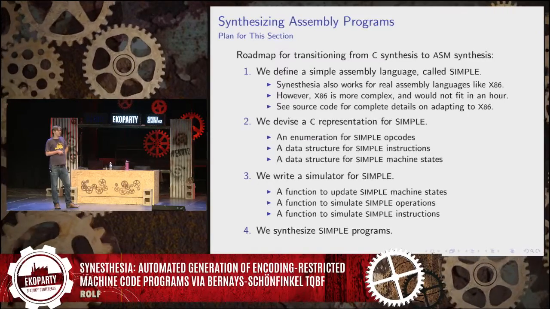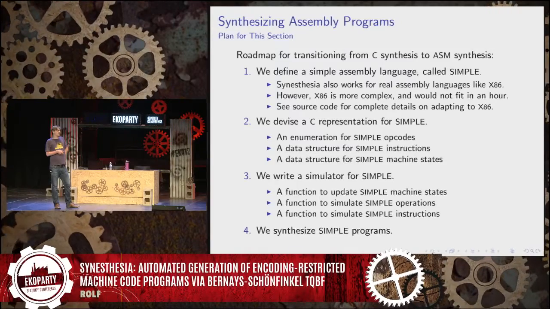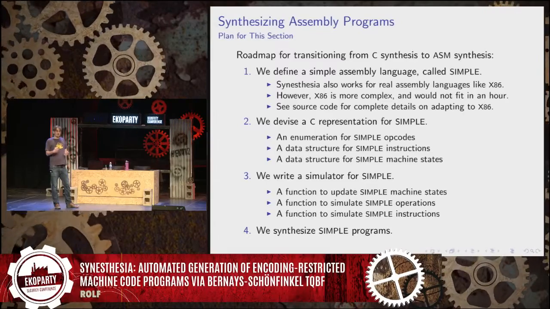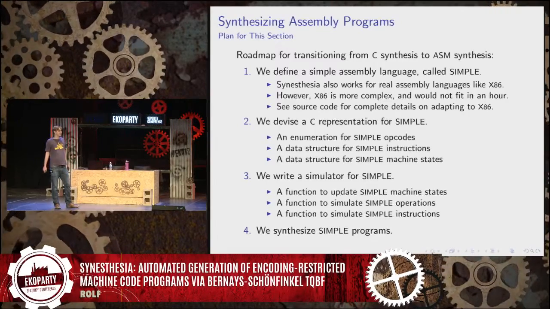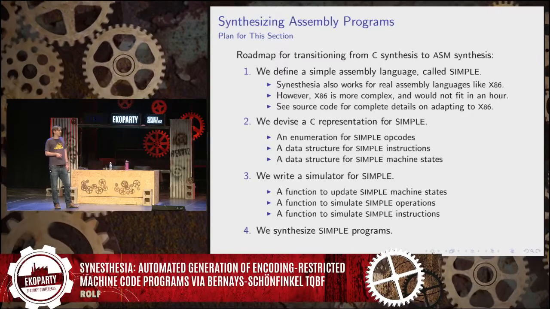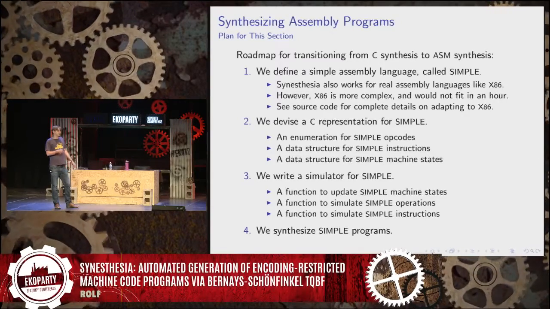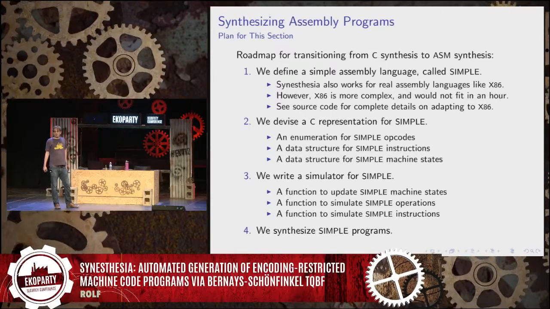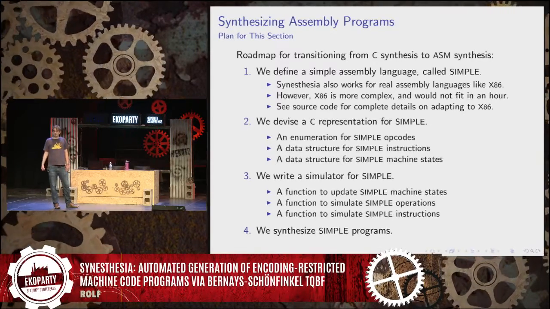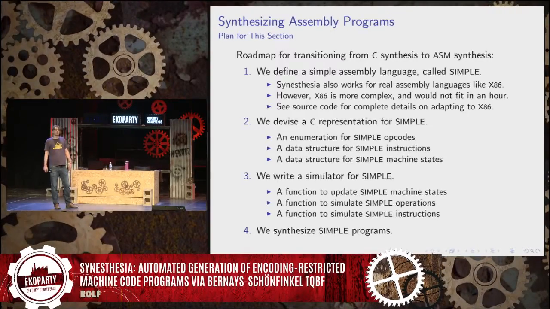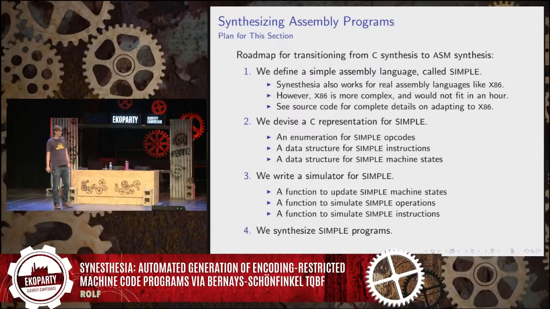I'm going to need some sort of data structure describing Simple instructions and a data structure describing the machine state for a Simple processor. And then I'm going to write a little interpreter for my simple language. This is going to consist of a couple of simple components. And now that we've managed to represent our assembly language programs in terms of C, we can just use the techniques that we just saw for synthesizing C programs to synthesize assembly language programs instead.